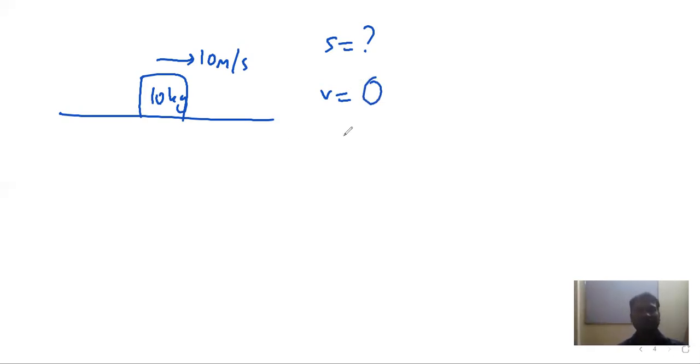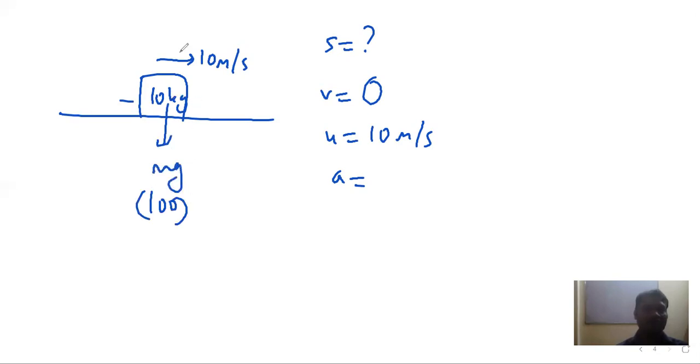Initial velocity in this case is given as 10 meter per second. Let us find the value of friction. The first force is mg in the downward direction, which is 10g, which is 100 Newton. Normal reaction is also balanced. It is 100 Newton because the downward force equals the upward force. Then we have the friction force, which is in the backward direction. Friction in this case will be mu N.